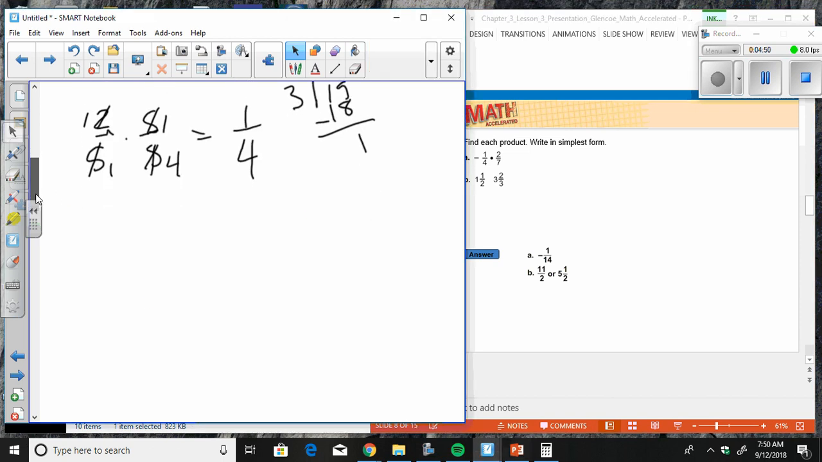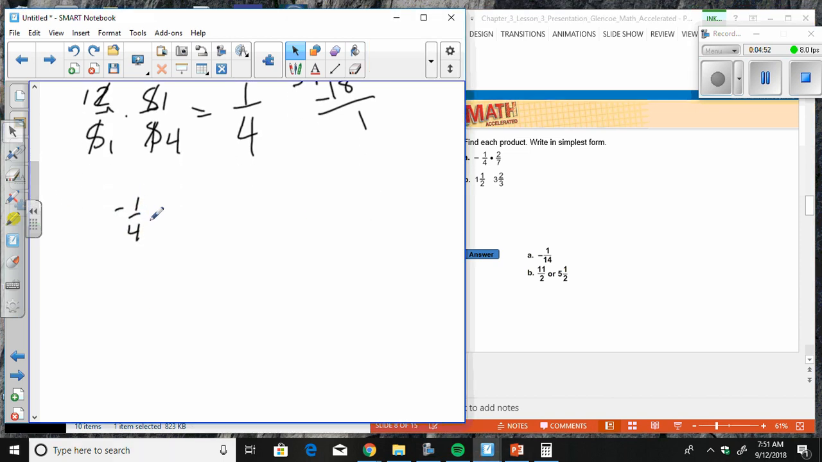Trying a couple here. We have -1/4 times 2/7. I can see that the 2 goes into 2 once and into 4 twice, but 1 and 7 do not cross reduce. So I get negative 1 times 1 is negative 1. 2 times 7 is 14, and I get negative 1/14.